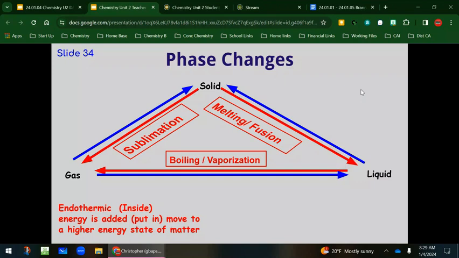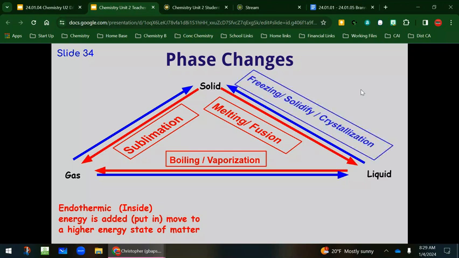For the addition of heat, we use the term therm. Therm means heat. Endo means inside, to put it in. So you are going to be adding or putting heat into these things to get ice to melt and become liquid water, and to get water to boil and become vaporous steam. Okay? Now, what do we call going from a liquid to a solid? Freezing. Actually, two other terms: solidifying or crystallization.